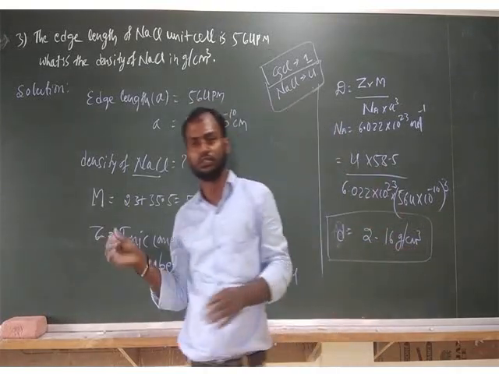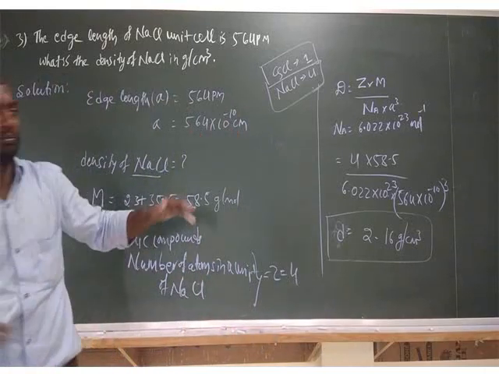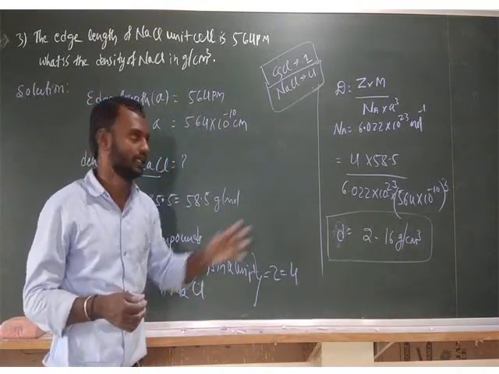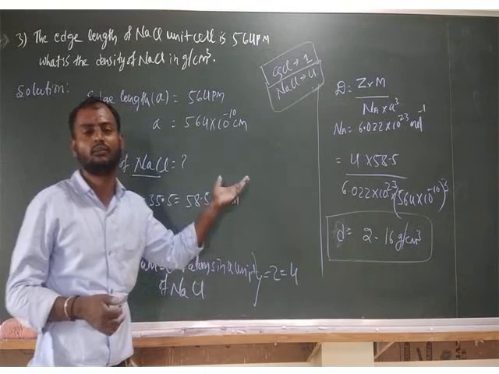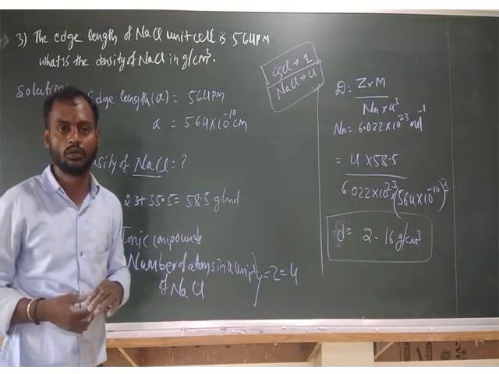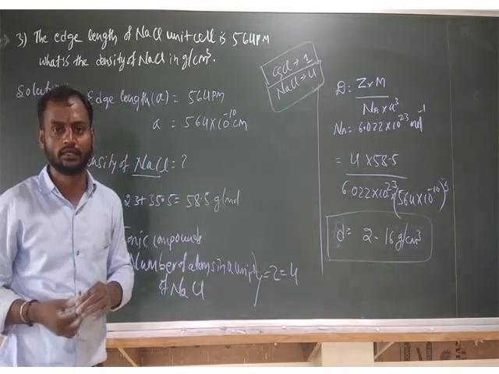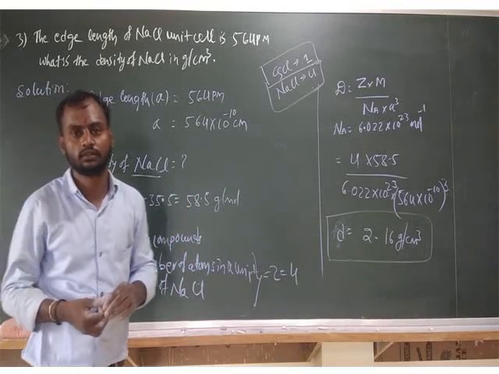So based upon this, we discussed the problem of calculating the density as well as the molar mass or the number of atoms. The Z value is also calculated as in the previous example. Clear, students? Okay, thank you.